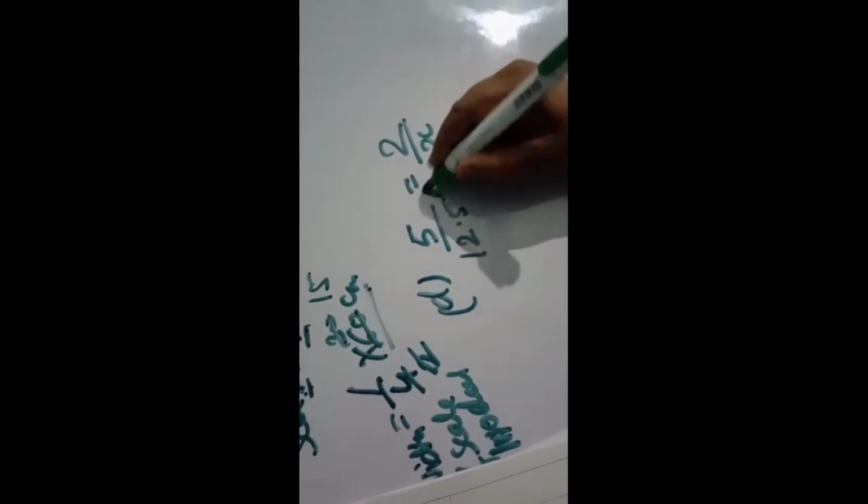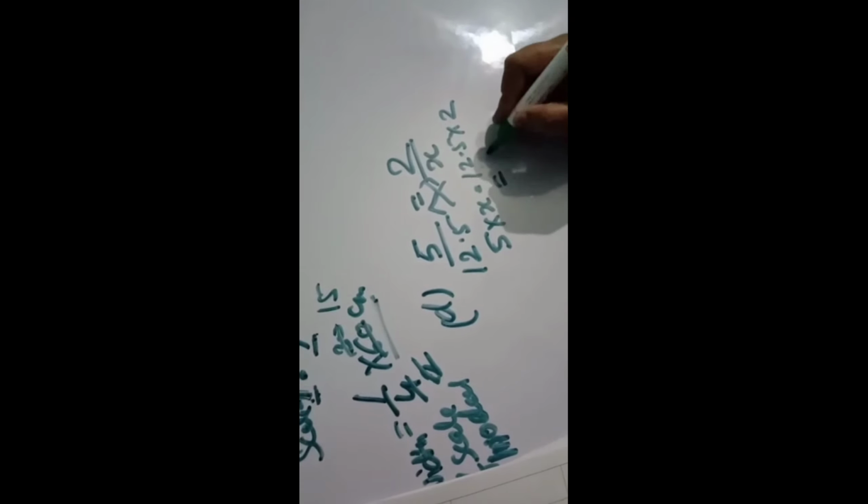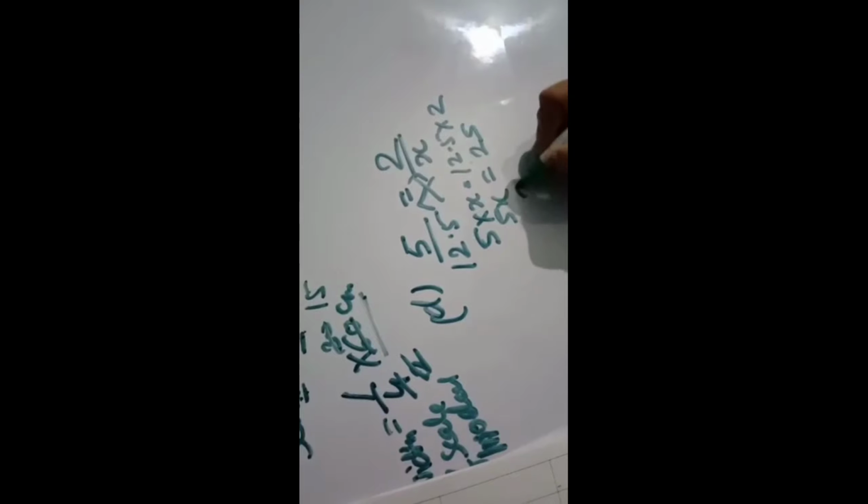D part, the shadow of a stick. A stick is 5 meter long, its shadow is 2 meter. At the same time, the shadow of a tree 12.5 meter high is there. So in D part you write the ratio 5 corresponding to 2. At that time the tree is 12.5 meter, and you have to find the length of the shadow. You will take x, cross multiply. 5 into x will be 12.5 into 2, that will come 25. So 5x is equal to 25, x will come 25 over 5, that will come 5. So 5 meter is the answer.